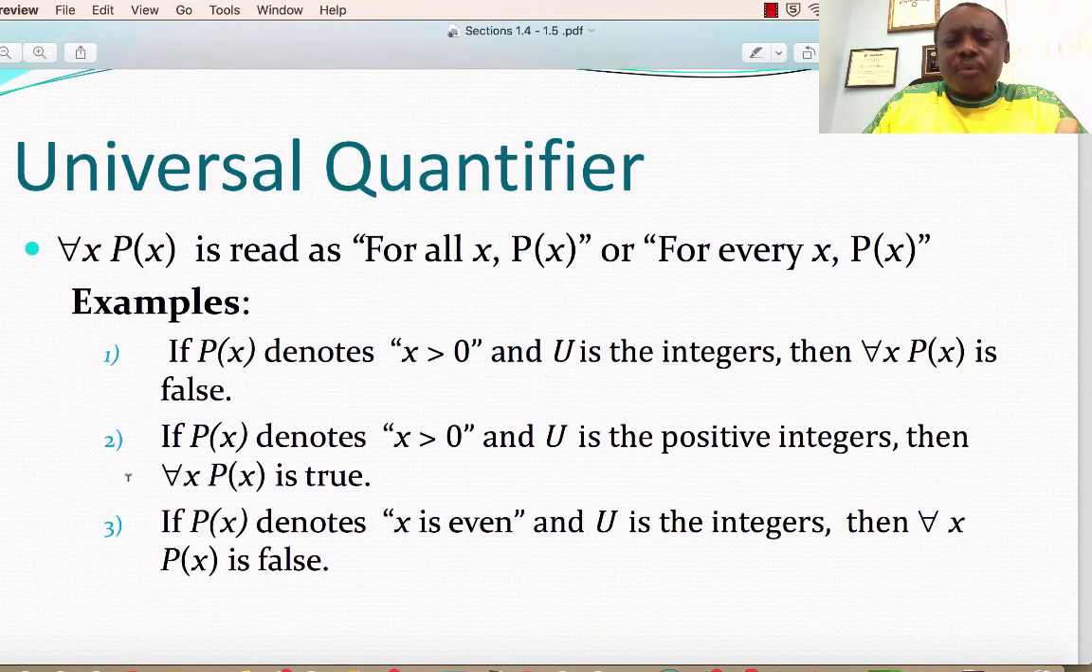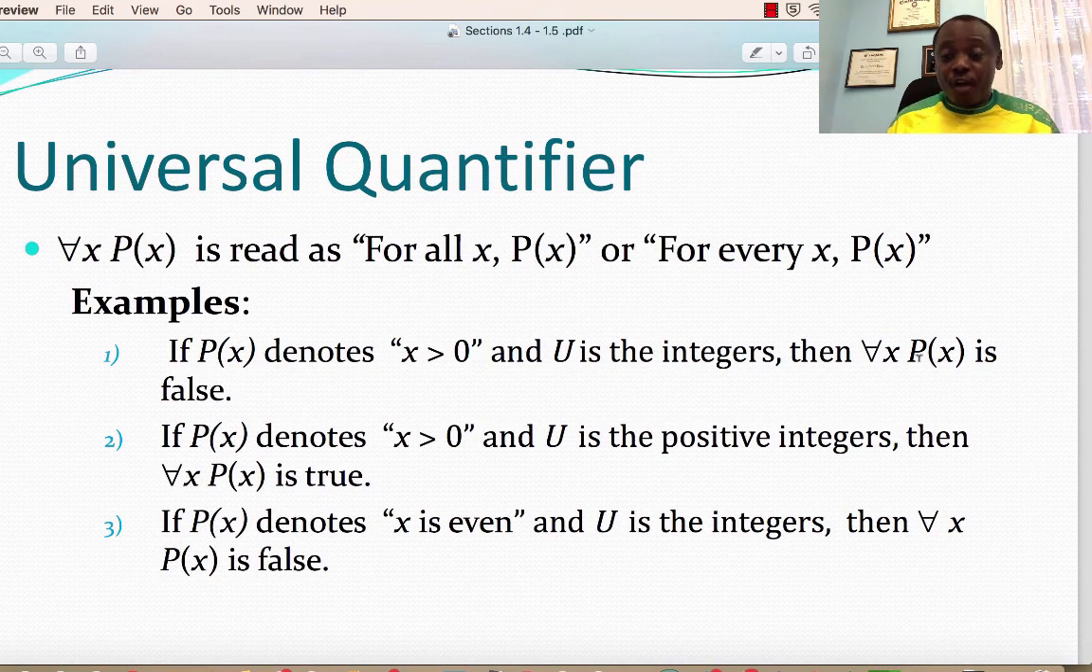Okay, let's look at some examples with universal quantifiers. For every X, P of X, we know that it reads, for all X, P of X is true, or for every X, P of X is true. So if P of X denotes X greater than 0 and U is the set of integers, then for every X, P of X becomes a proposition that could either be true or false. And what would be for every X, P of X? For every X, P of X would mean that for all X in the set of integers, X is greater than 0. If I break that down, that simply means all integers are greater than 0. So for every X, P of X is false.